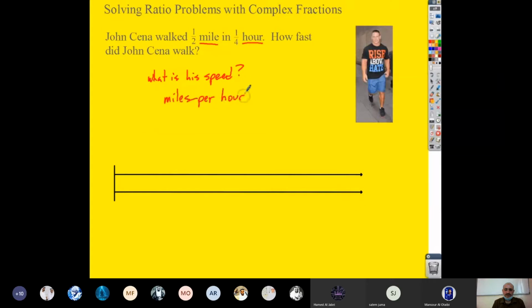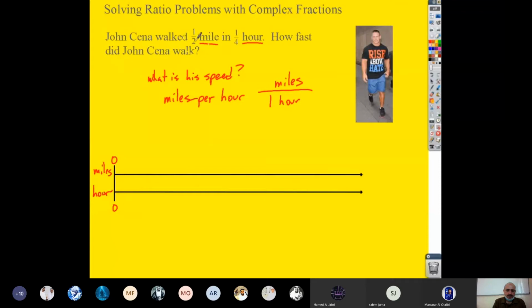What that's going to look like is some number of miles, we don't know yet, per 1 hour. So what we need to do is find a unit rate. We need to find how much it is for 1 hour. So I'm going to put miles on the top here, and I'm going to put 1 hour here. And I'm going to assume that if he was walking for 0 hours, he would walk 0 miles.